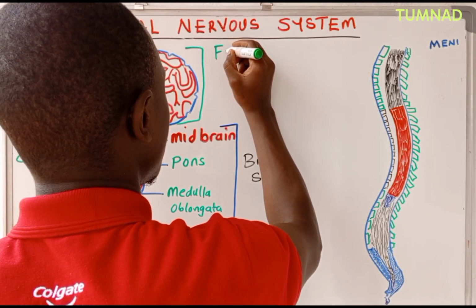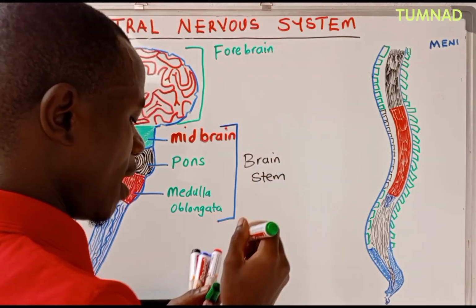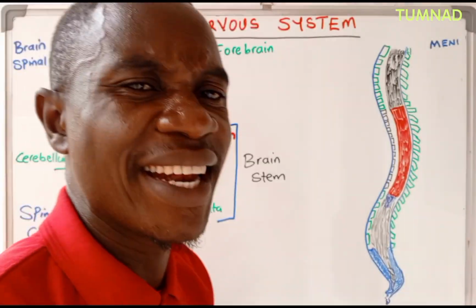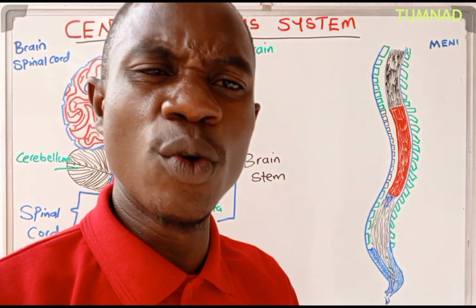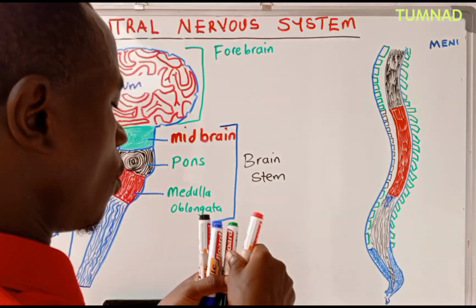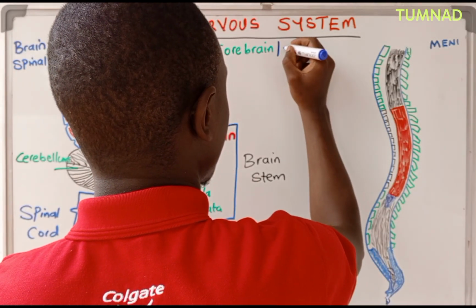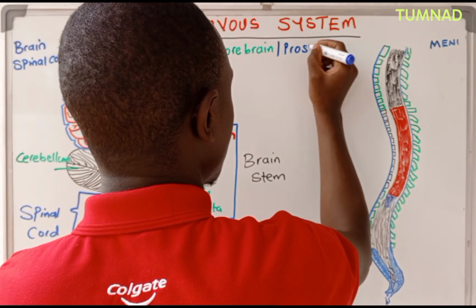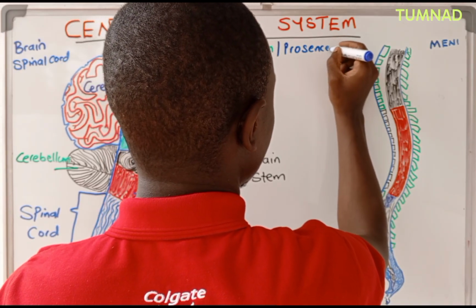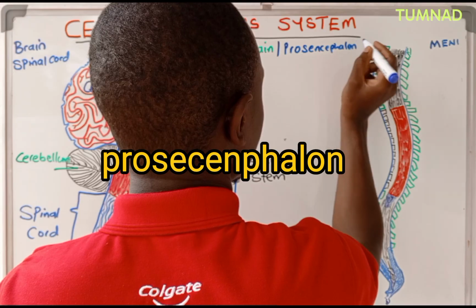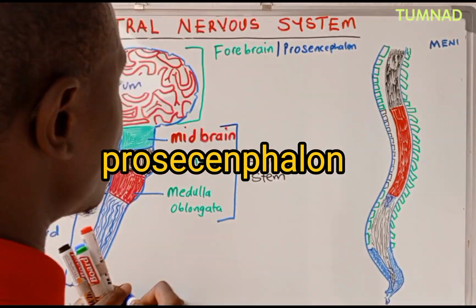It is called the forebrain. And of course the forebrain, what's another name? If you don't want to call it the forebrain, what other name can you use? We can also call it the proencephalon. So you may call it the forebrain, or you may even call it the proencephalon.